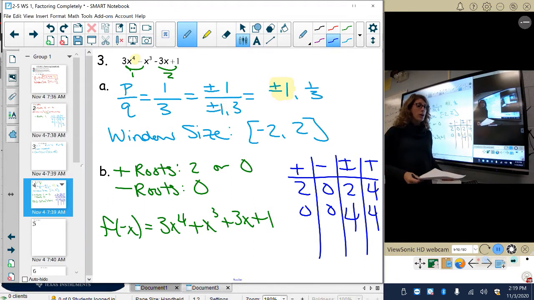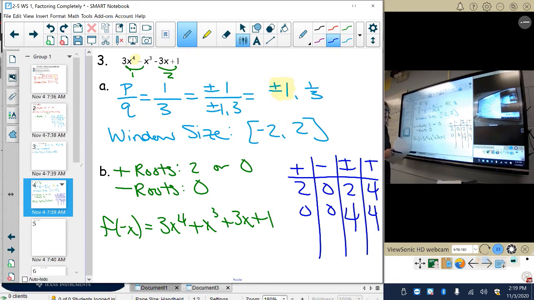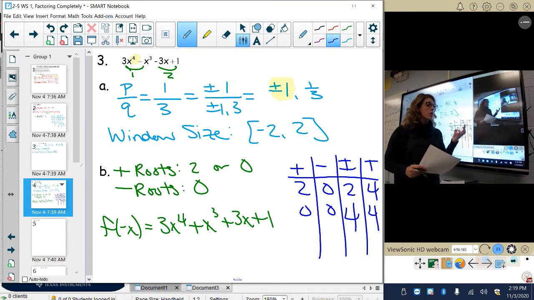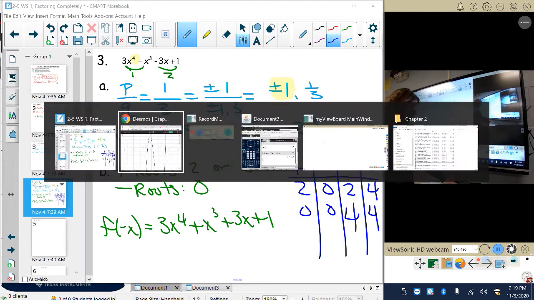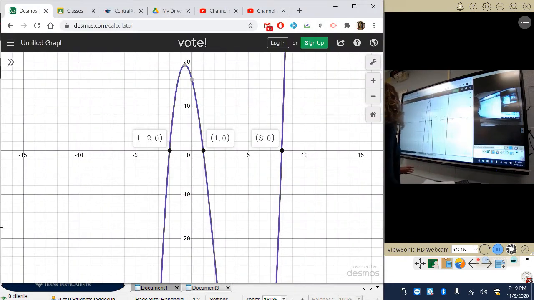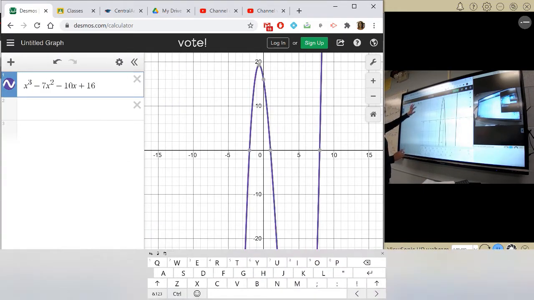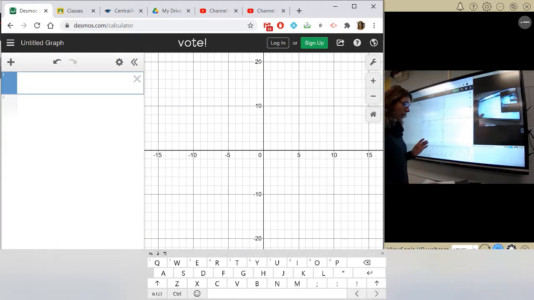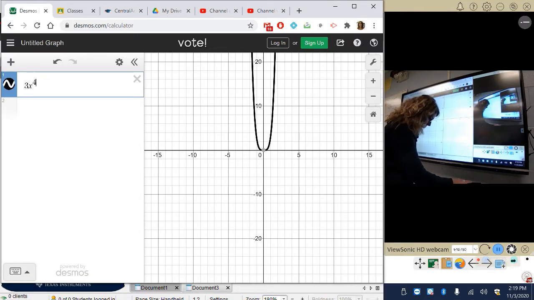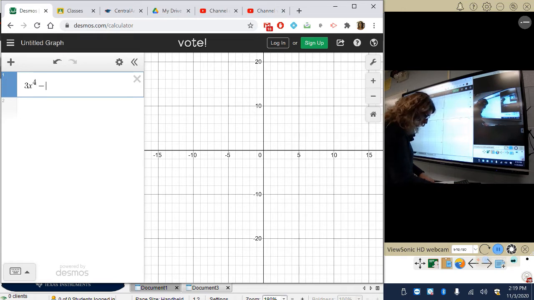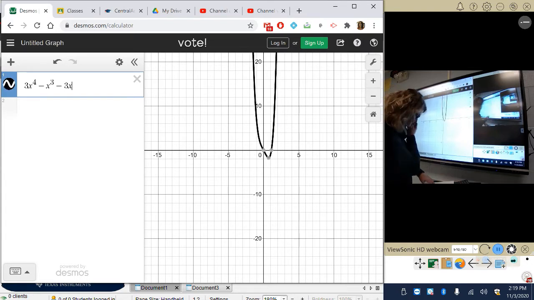So what do I do next? Well, I've already done P over Q. I've already done Descartes. So now I have to graph it. So I'm going to come over here and graph this function. I'm going to come back over here to Descartes and clear this out, and I'm going to type that in there. Number 3 is going to be 3x raised to the 4th minus x raised to the 3rd minus 3x plus 1. And I'm going to hit enter.